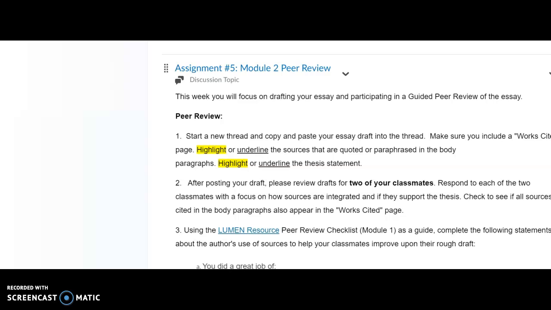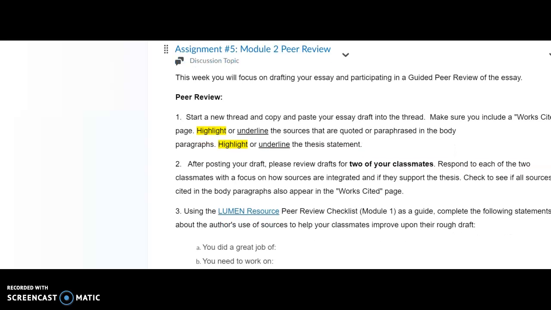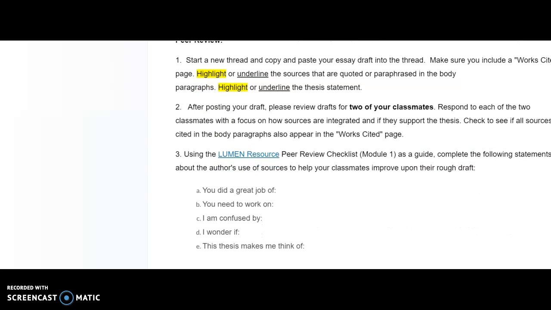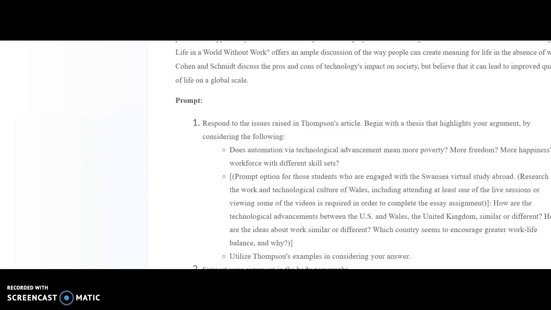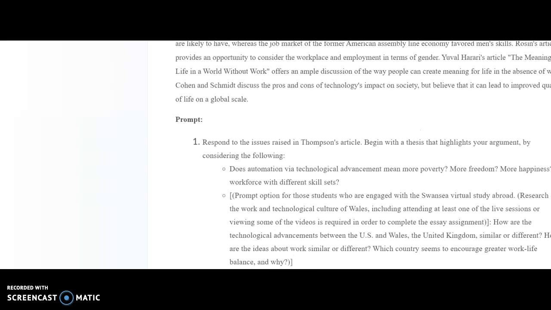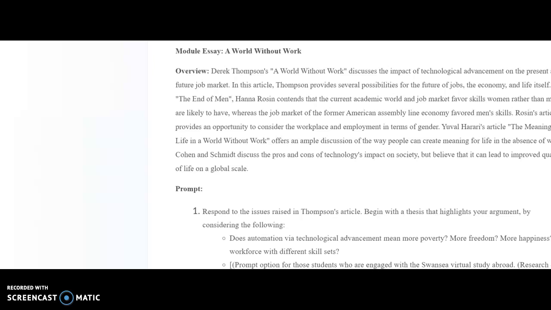Make sure that you review the drafts of 2 of your classmates or more, but a minimum would be 2, and give helpful responses that might help them. You did a great job of, maybe it's the thesis that they composed that was wonderful, or maybe they need to work on something, or if there was a part that was confusing to you, please note that for your peers. And the final draft of your essay will be due at the end of the week. Please check the calendar for the specific day and time.